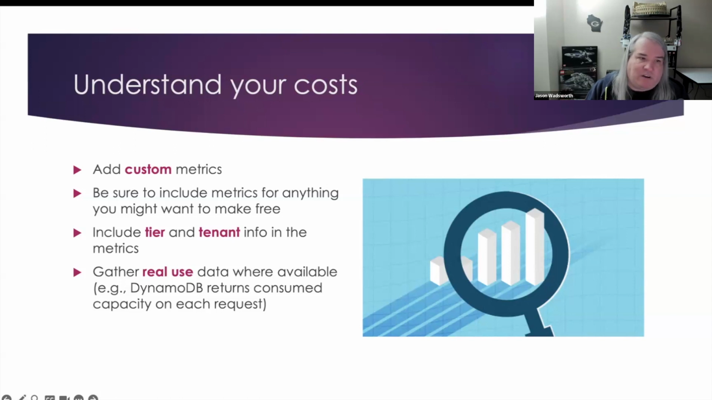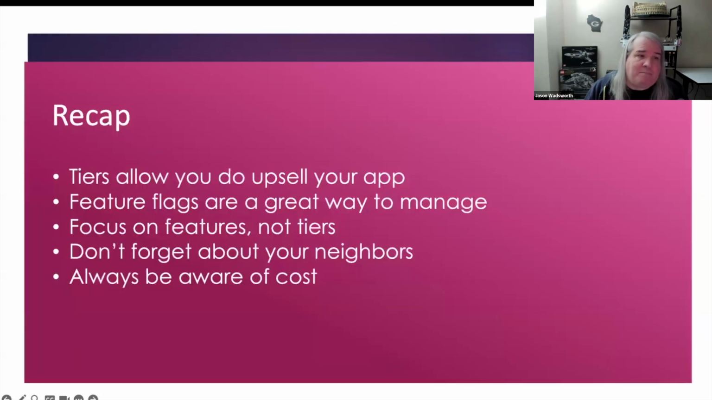So doing this can be a really valuable input to the entire process of understanding how your data is being used and how you want to charge people. Just a quick recap. As you're building things, tiers allow you to upsell your app, right? Whether it's adding a free tier to an existing app or adding a paid tier to an app that is currently free, tiers allow you to upsell. Feature flags are a great way to manage tiers, whether you're using something like LaunchDarkly or Split.io or AWS's. The main thing is try not to build something yourself unless you really need to.